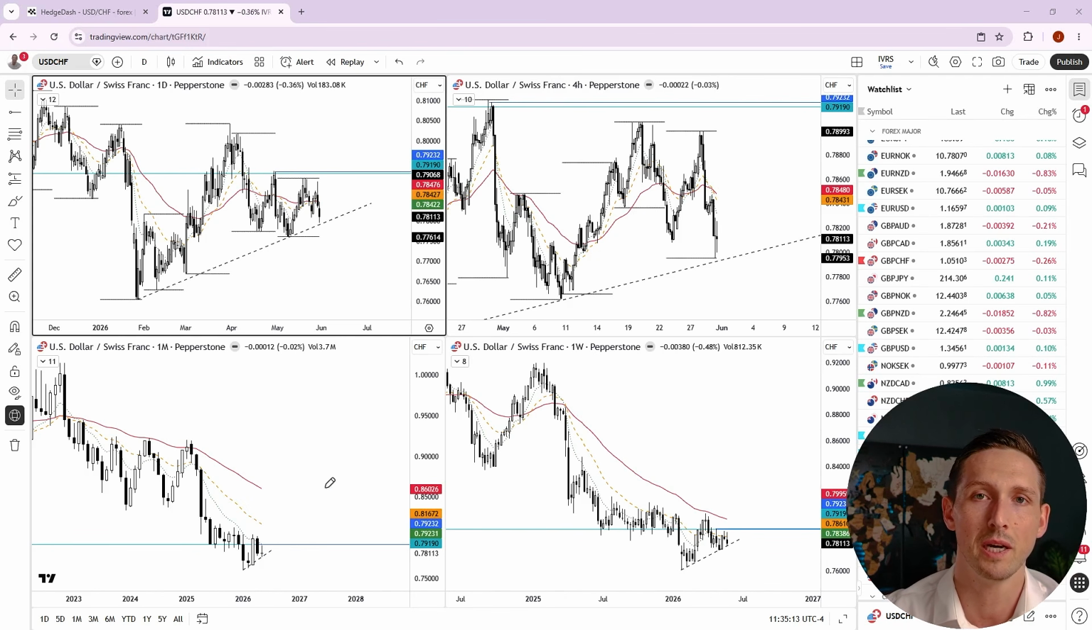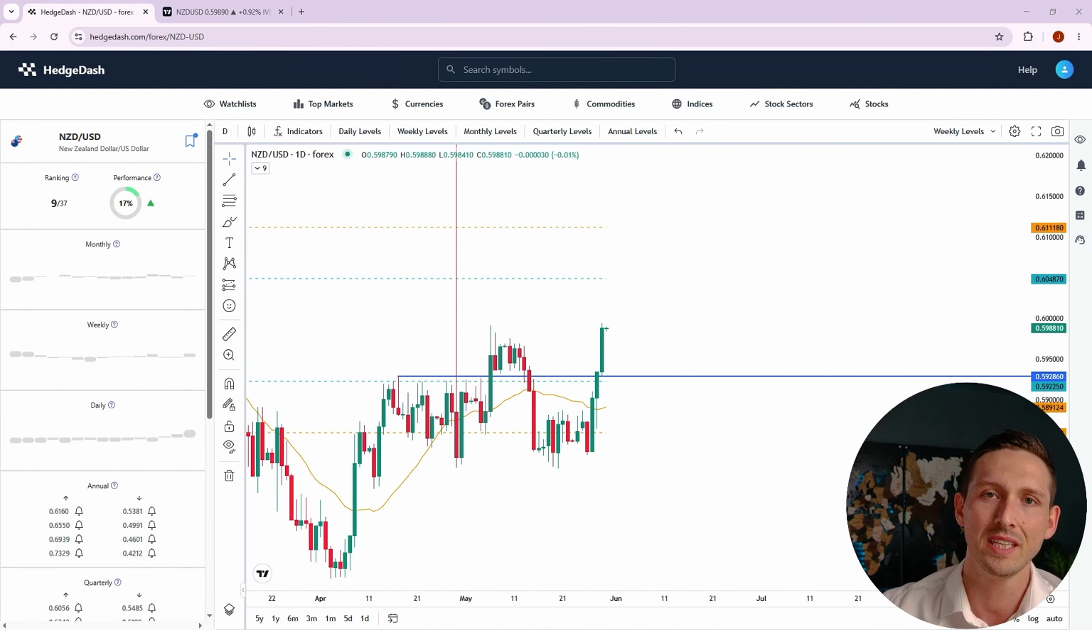The next currency pair we're going to look at, New Zealand dollar, is my favorite for potentially shorting the dollar if the opportunity arises next week. Next is New Zealand dollar. Now, this is the currency pair that if we start to get dollar strength and the opportunity arises to short the US dollar, this would be reactively the currency pair I would prefer.